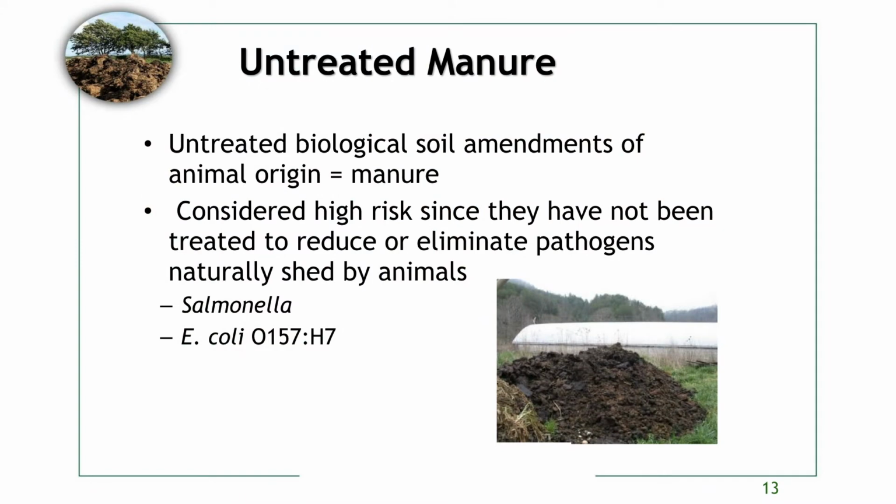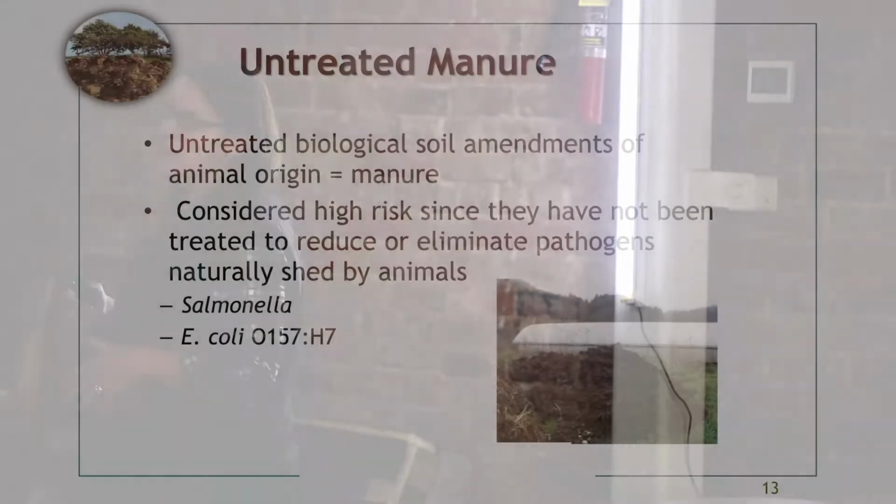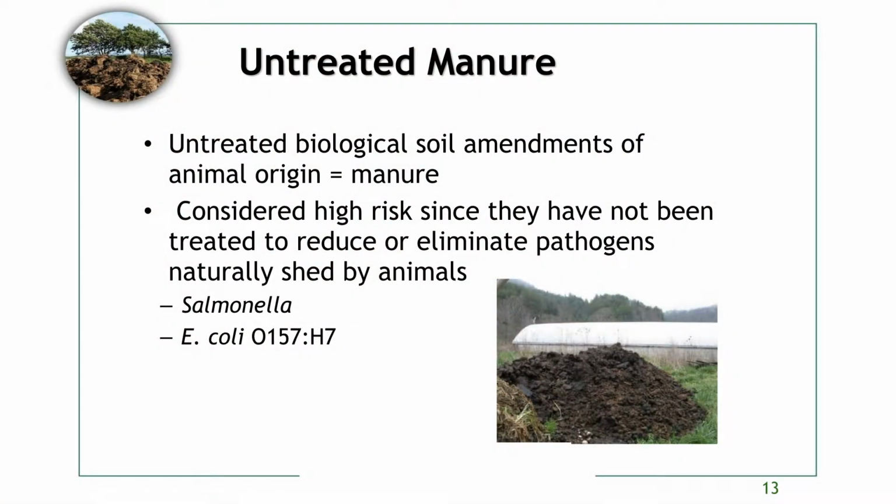So the FDA term is untreated biological soil amendments of animal origin. We talked about blood meal, feather meal and bone meal, but basically we're talking about manure. When you see untreated biological soil amendments of animal origin, that's basically what we're talking about. It's manure, good old manure. And it is going to be considered high risk for all those reasons we just saw in the previous slide if it hasn't been treated to reduce or eliminate those pathogens that are shed naturally by the animals.